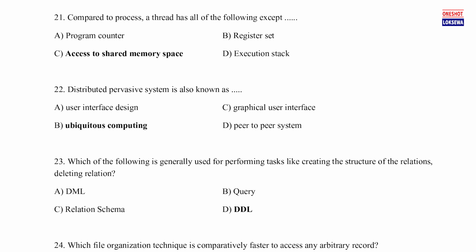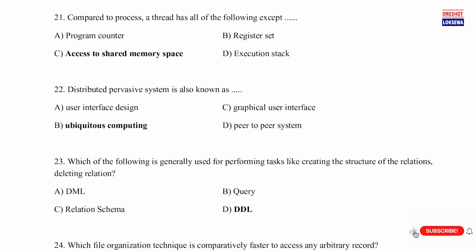21. Compared to process, a thread has all of the following except A. Program counter. B. Register set. C. Access to shared memory space. D. Execution stack. 22. Distributed pervasive system is also known as A. User interface design. C. Graphical user interface. B. Ubiquitous computing. D. Peer-to-peer system.